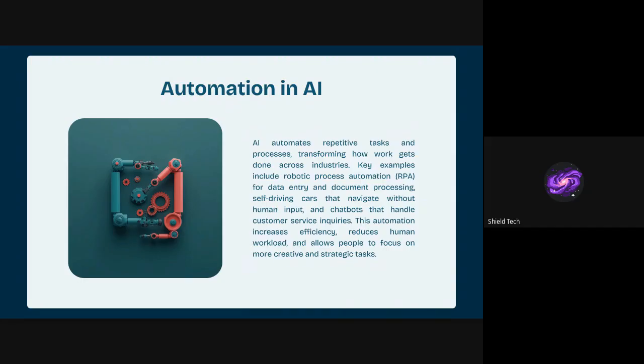So AI automates repetitive tasks and processes, transforming how work gets done across industries, like what I've just said. Key examples include robotic process automation, RPA, for data entry and document processing, self-driving cars that navigate without human input, and chatbots that handle customer service inquiries. We all see that coming. Most times they were in the movies, but now they're in reality. This automation increases efficiency, reduces human workload, and allows people to focus on more creative and strategic tasks.